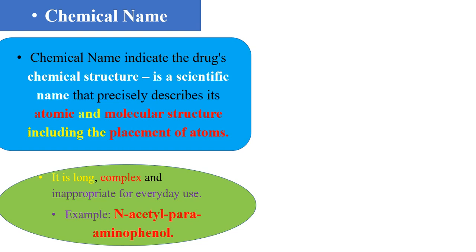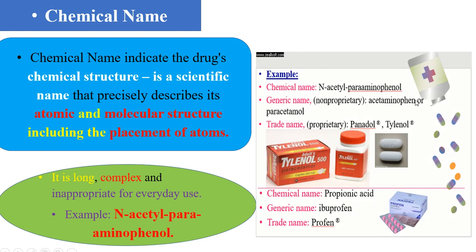As an example, when we want to put a name for paracetamol, we must say N-acetyl-para-aminophenol. This is a very long name for paracetamol. You see here in this example, as I said before, the chemical name is N-acetyl-para-aminophenol, while the generic name is acetaminophen or paracetamol.